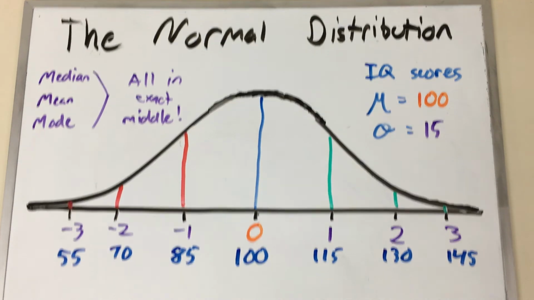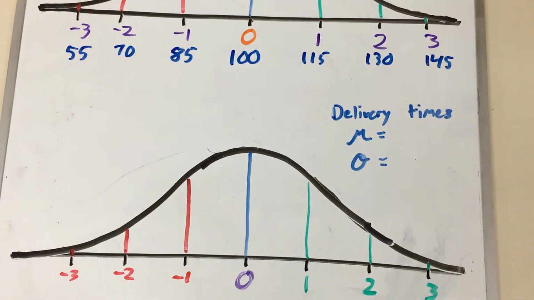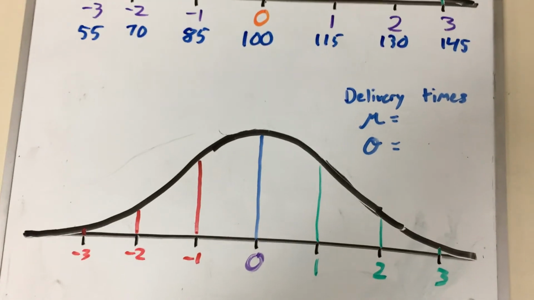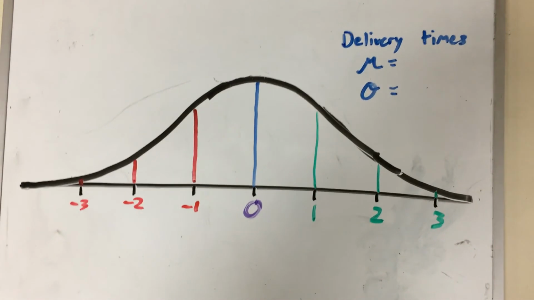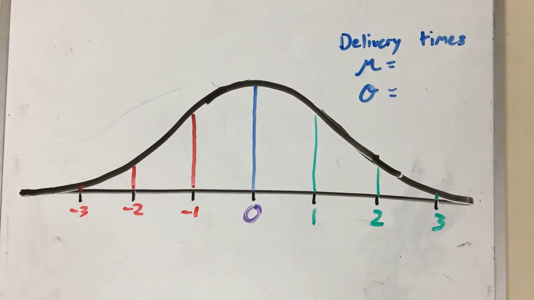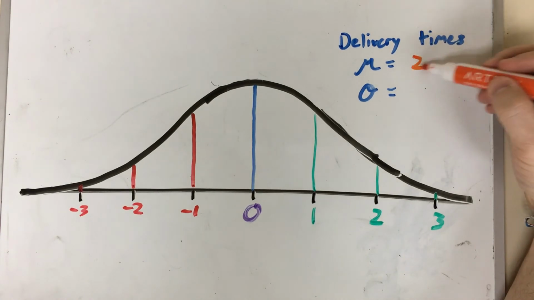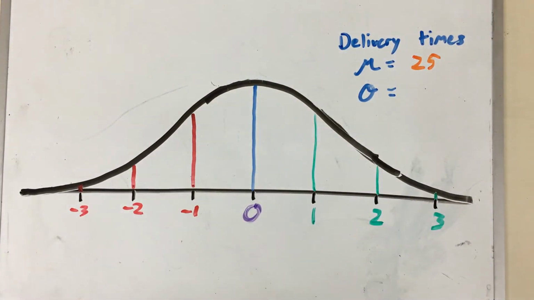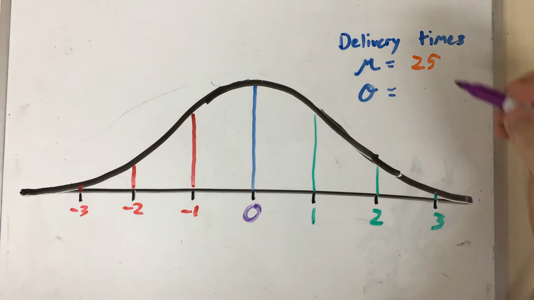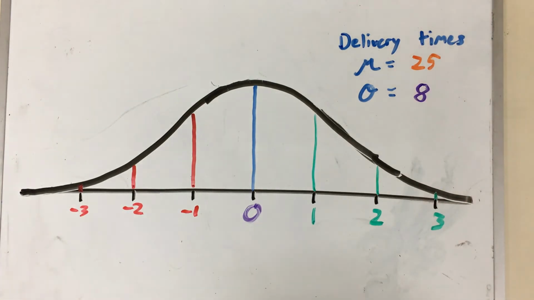So let's do this again. Let's think about delivering pizzas. I think about delivering pizzas a fair bit, since I actually used to do that for a job. And if we're working for a pizza place, let's say that the mean of their delivery times was 25 minutes, and that their standard deviation was 8 minutes. As you can see, I already have my standard deviation number line written down here, so I'm just going to go ahead and fill in the rest of it.